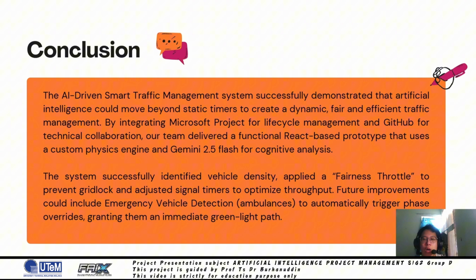Our future improvements could also include emergency vehicle detection, such as ambulances, to automatically trigger phase overrides, granting them an immediate green light path. Thank you.